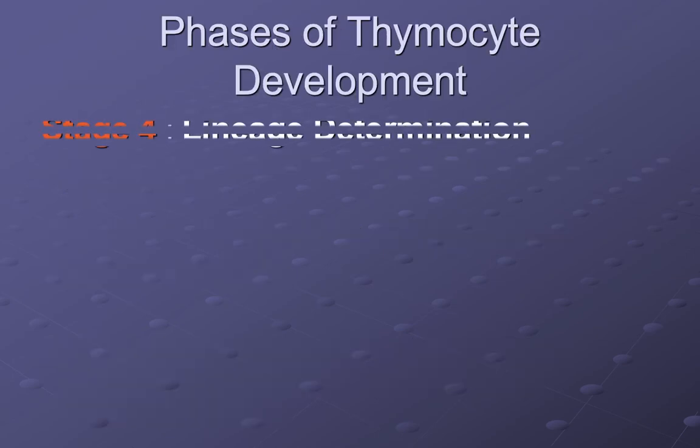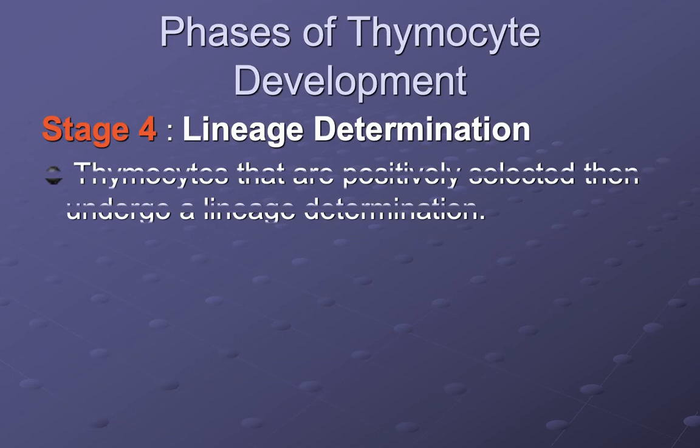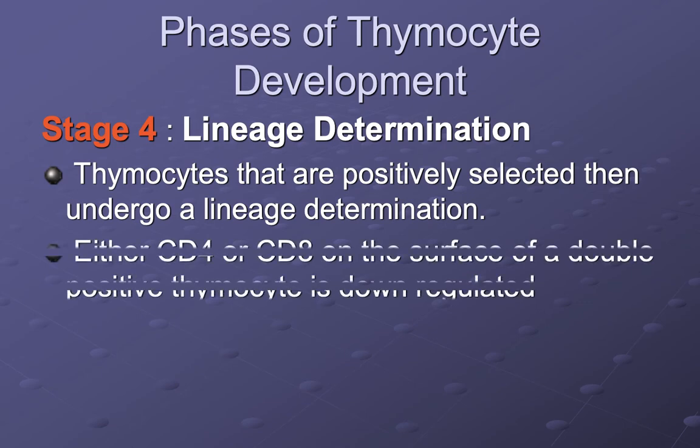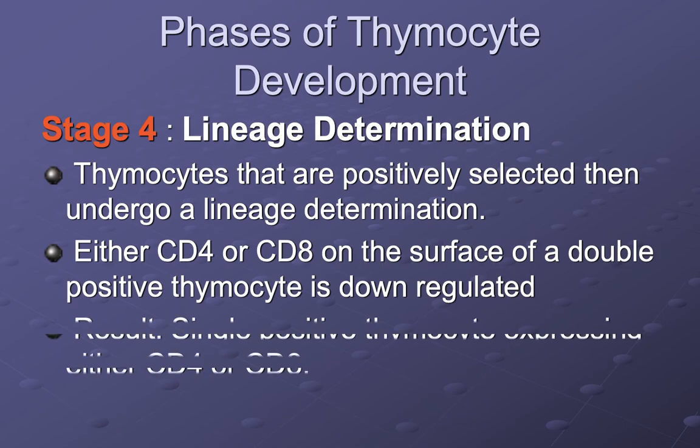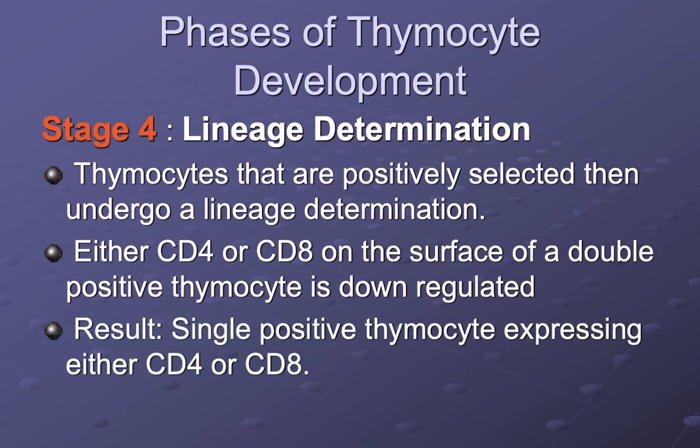The last stage of thymocyte development is the commitment stage, lineage determination. Thymocytes that are positively selected will undergo lineage determination. Either CD4 or CD8 surface molecule will be kept. So if CD4 will be kept, CD8 will be downregulated, and vice versa. Eventually the resulting product will be a single positive thymocyte expressing either CD4 or CD8.